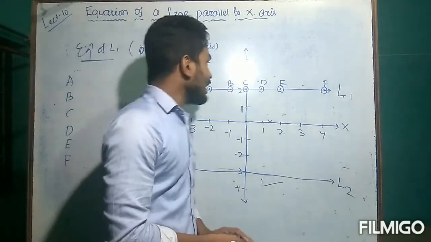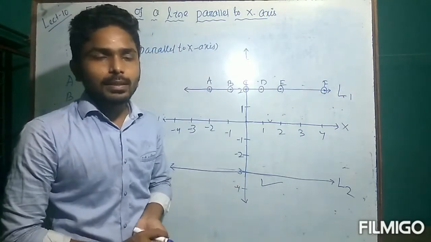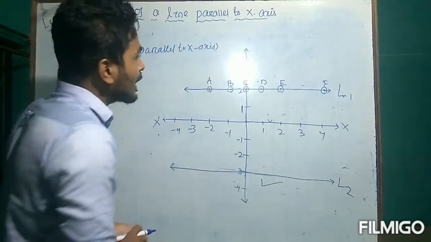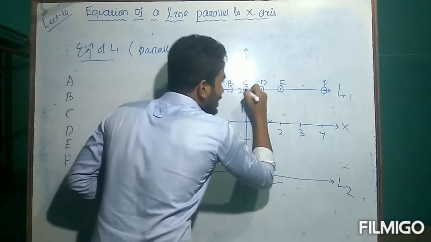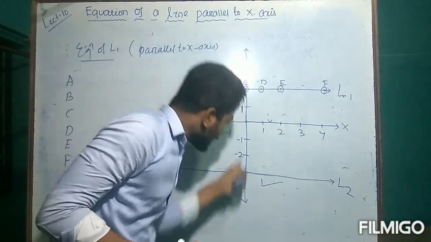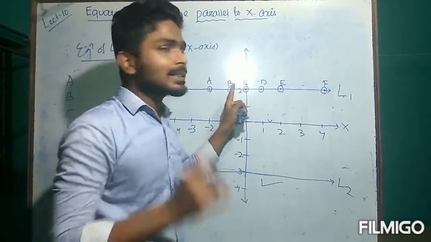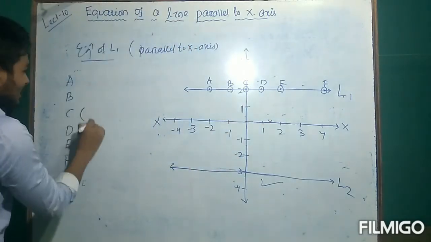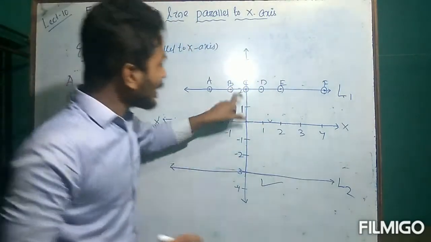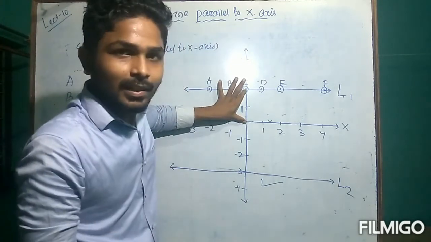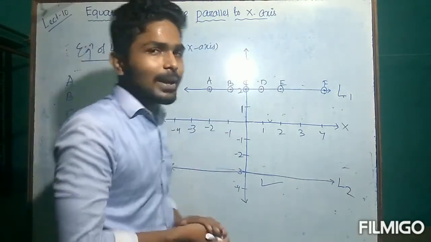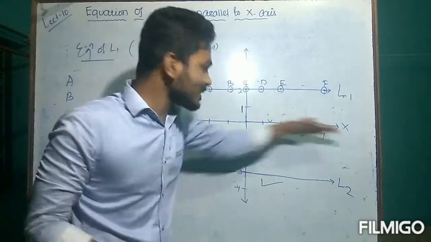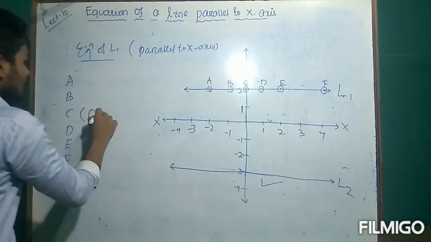Now can you find the coordinates of those points? Yes, we can find the coordinates of those points. So let's find the coordinates. Suppose I am talking about the point C. The point C lies on which axis? Y-axis. So its x-coordinate must be 0. Now the y-coordinate is how much? The y-coordinate is 2 units. What is the y-coordinate? The perpendicular distance from the x-axis. So the coordinate is (0, 2).